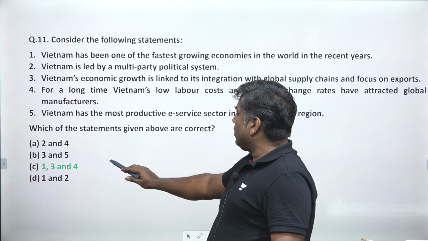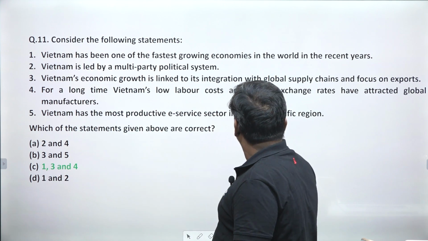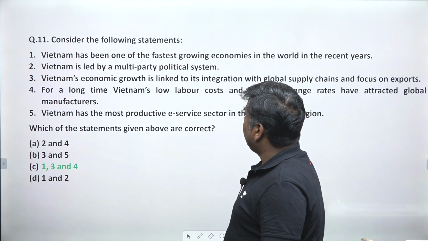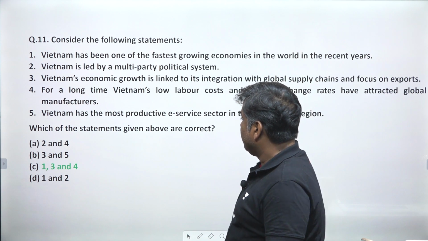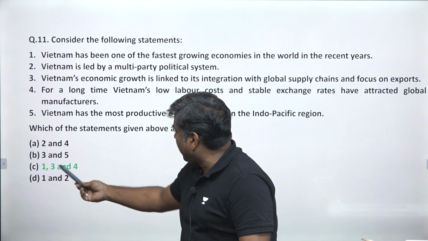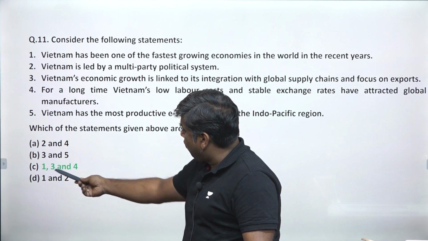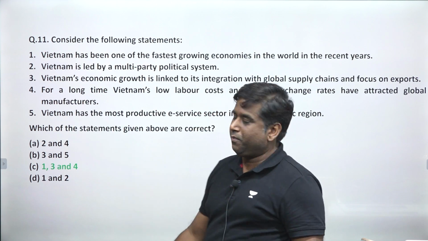Statements 1 and 4 are correct. Now the question is about statement 3. Statement 1 and 4 are correct. Now when it comes to statements 3 and 5, if 1 and 4 are correct, technically you will find your answer. Now why 3, why not 5?